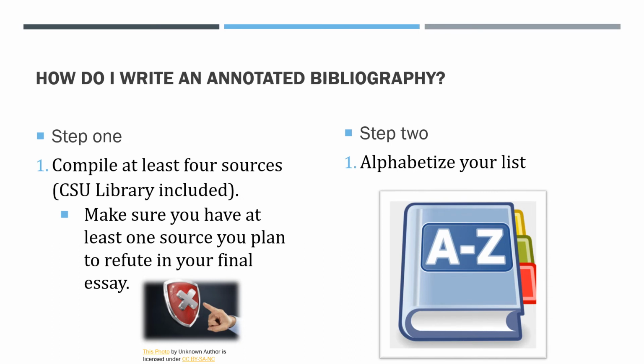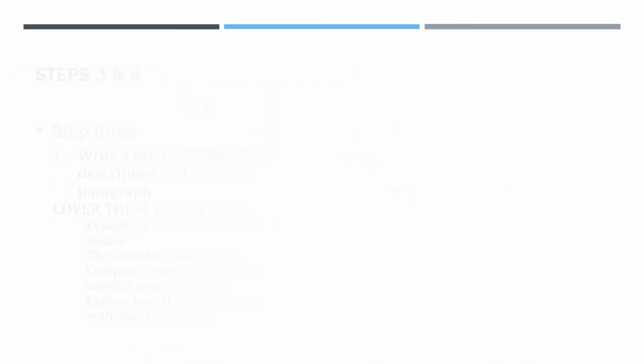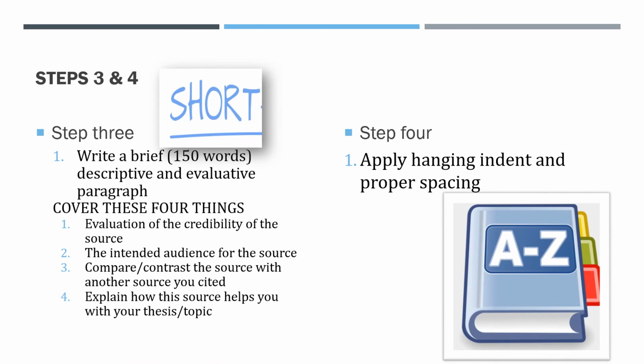Step 3. You want to write a brief, 150 or less, words that describe and evaluate the source. What should you cover? Here's a way to write 4 short sentences. Evaluate the credibility of the source. Does this person have a PhD? Are they a specialist in this field? How is this source credible?